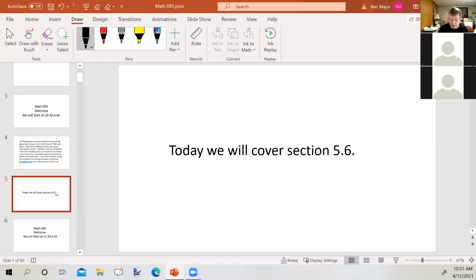Alrighty, so today we're going to go on to section 5.6. But first, are there any questions from any of you concerning homework over the weekend? If so, now could you review that question about the apartment building and finding the length of the bedroom?